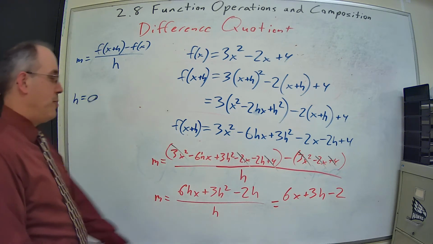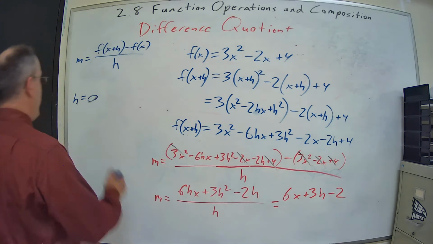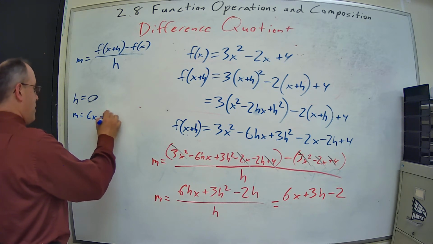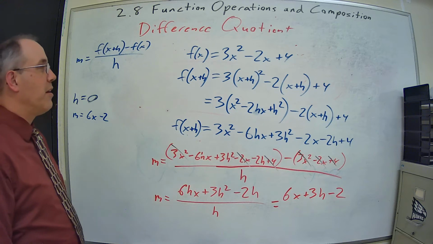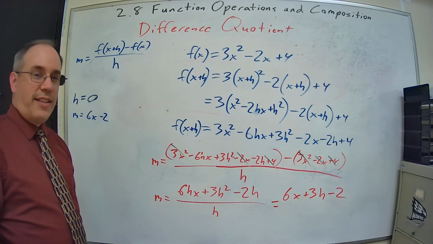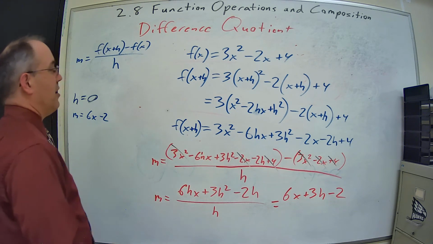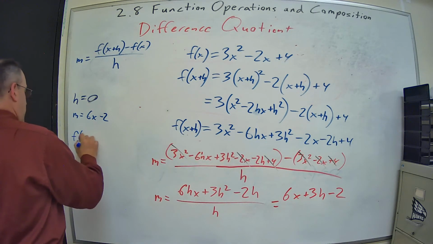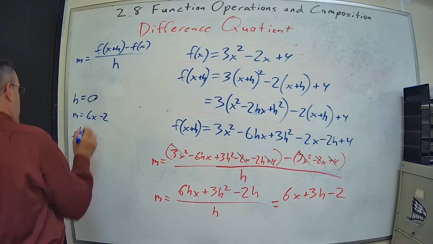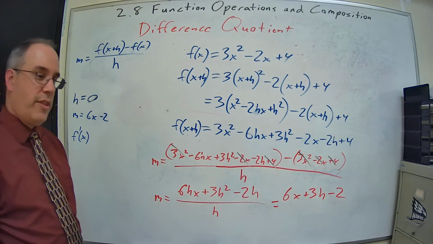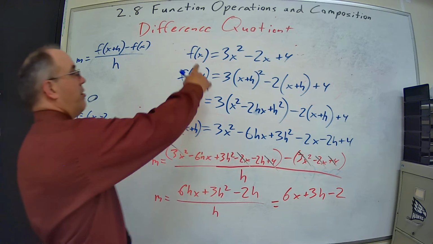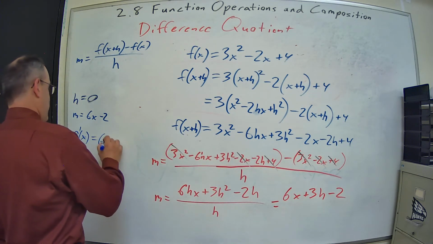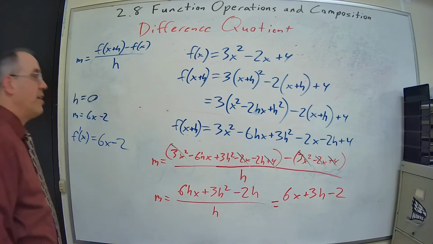If h is allowed to be equal to 0 in this, then we have m is equal to 6x minus 2. Well, the exciting thing about that is, if we take the derivative of f of x, or f prime of x, that's not -1, that's f prime, so that's the derivative of f of x, we get 6x minus 2.